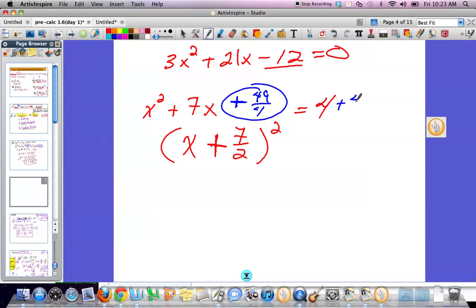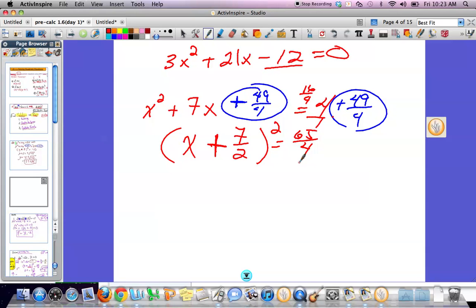So over here we have to add on 49 over 4 because you've got to do the same to the left and the right. So this is 16 over 4, getting a common denominator. I think it's quicker than using your calculator personally, unless the numbers are bad. 16 over 4 and 49 over 4 would be what? 65 over 4.